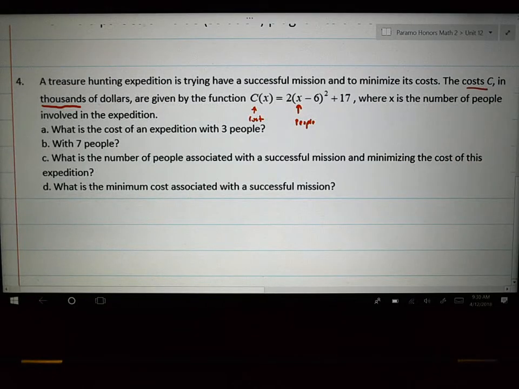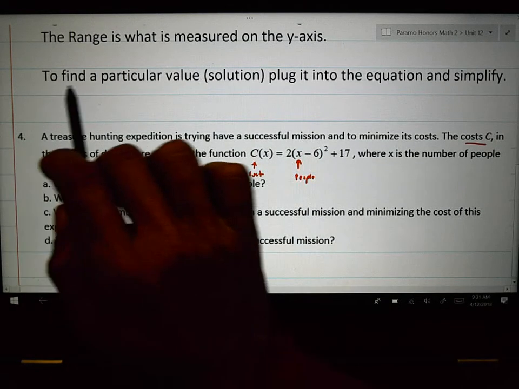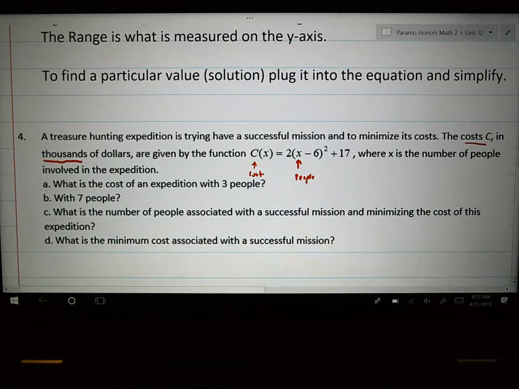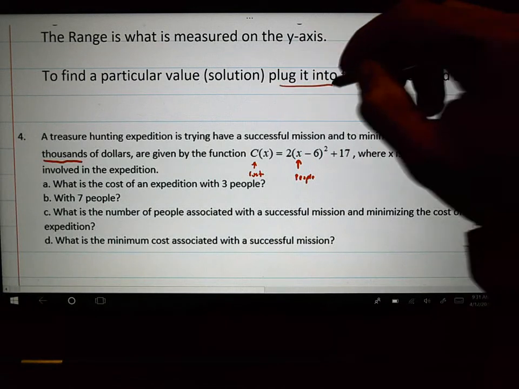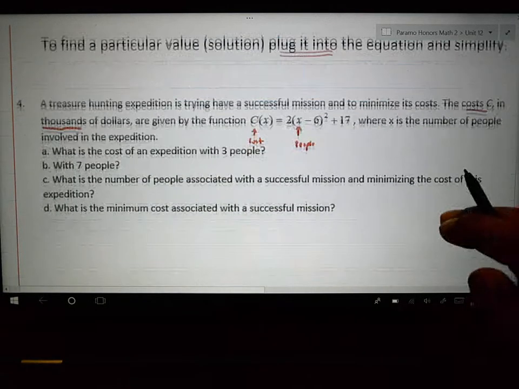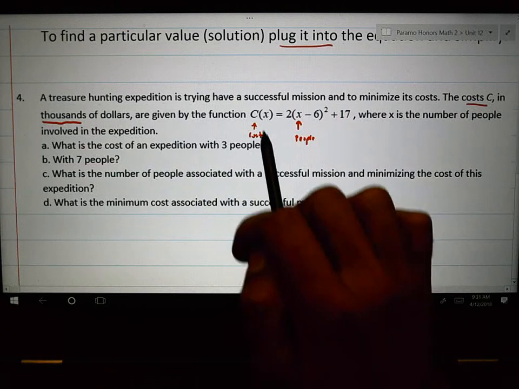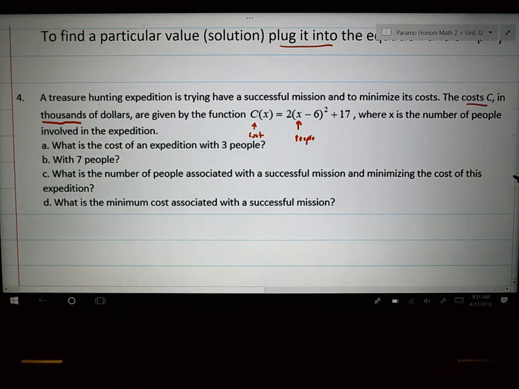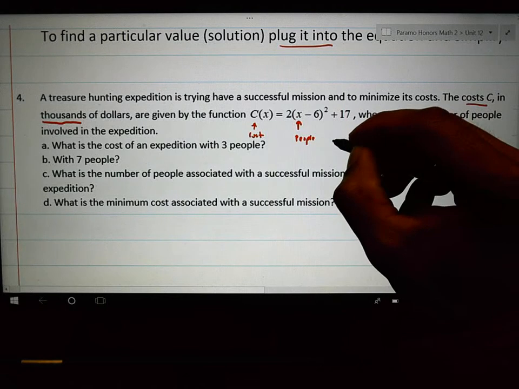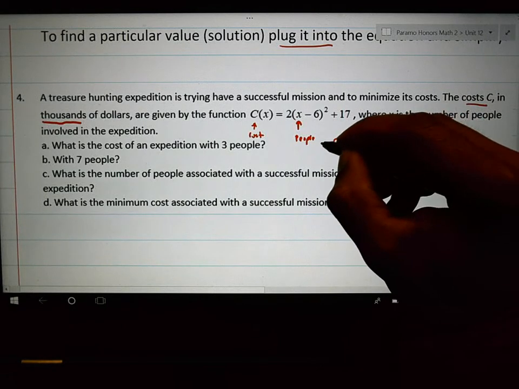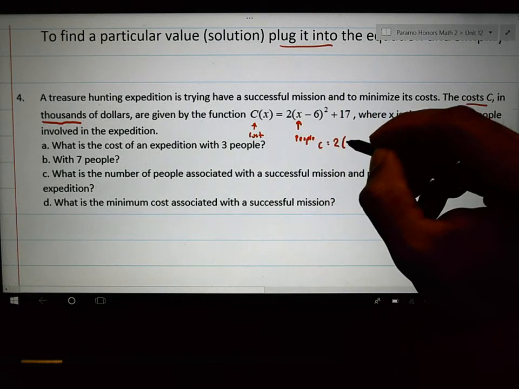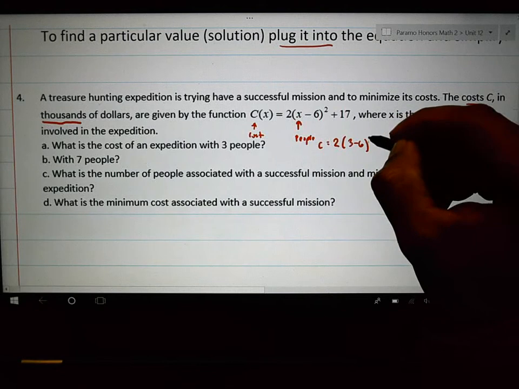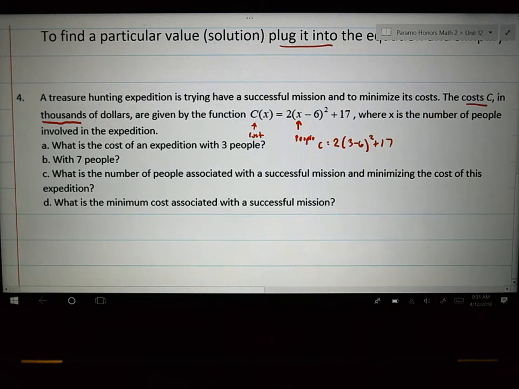Part A, what is the cost of an expedition with 3 people? I'm hoping you know how to find the particular solution. You're going to plug it in. Well, what are you plugging in? You're plugging in 3 people. Is that a cost or is that people, right? Like you put 3 into the equation. All you have to do, the cost will be 2 times 3 minus 6 squared plus 17.